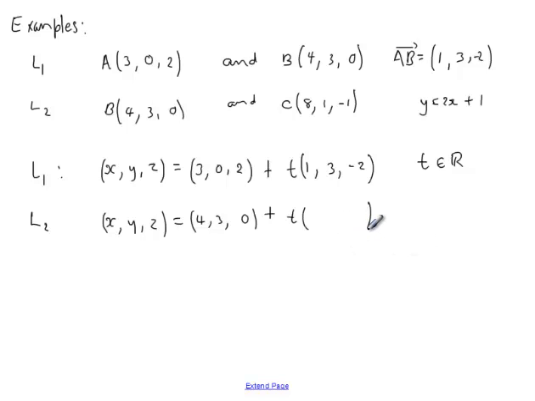4 minus 4 minus 2 minus 1. And then our T again is a parameter from the real numbers. Now, it is said, determine whether L1 and L2 are mutually perpendicular.